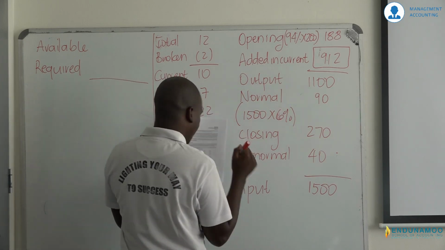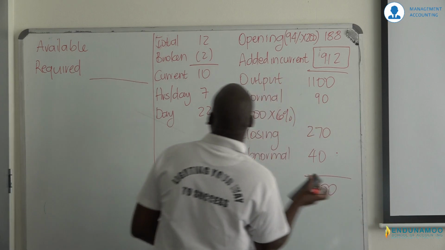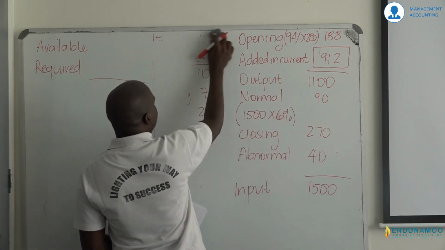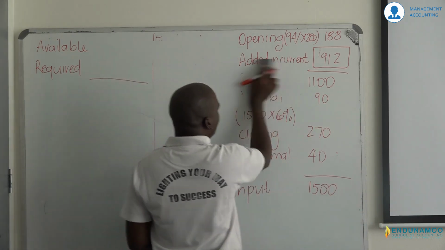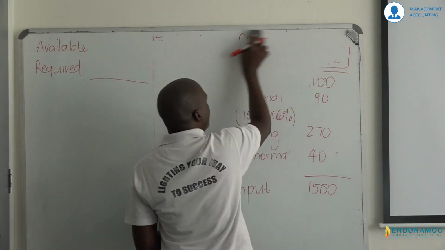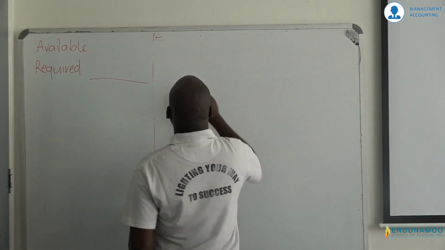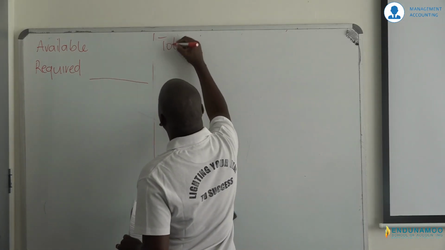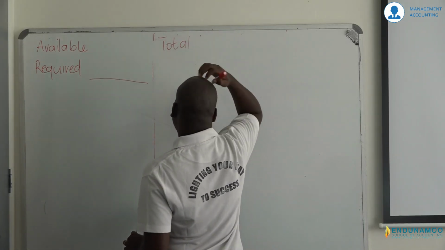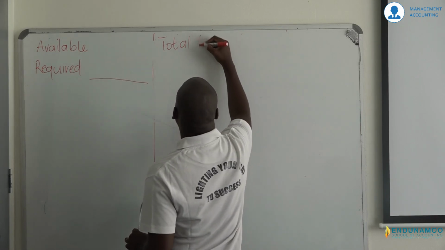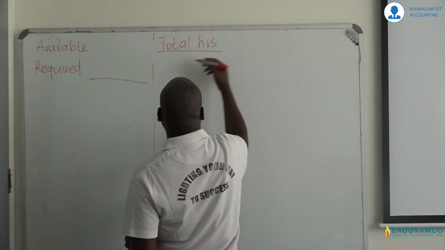Sorry, let's do this. Because they are working in days, to make it easier, let's delete this for now. So let's just do it from scratch. So we've got a total of what? We've got a total of 12, right? So how many hours do we expect to get from these ovens?